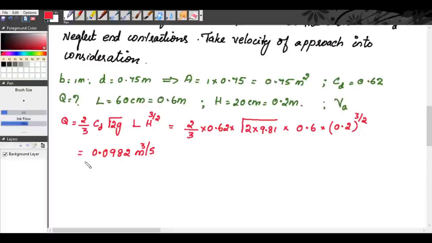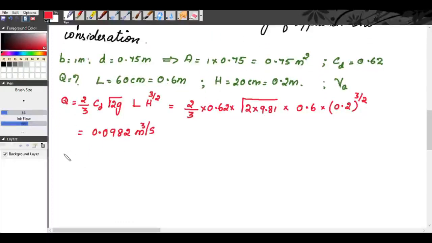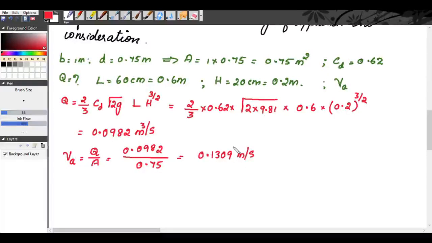Now, the velocity of approach. We will find the velocity of approach. We know the formula for velocity of approach is equal to discharge by area of the channel. So, the discharge is 0.0982, area is 0.75. So, we get the velocity of approach as 0.1309 meter per second. Now, from this we can find the additional head HA. So, that is called additional head due to velocity of approach.